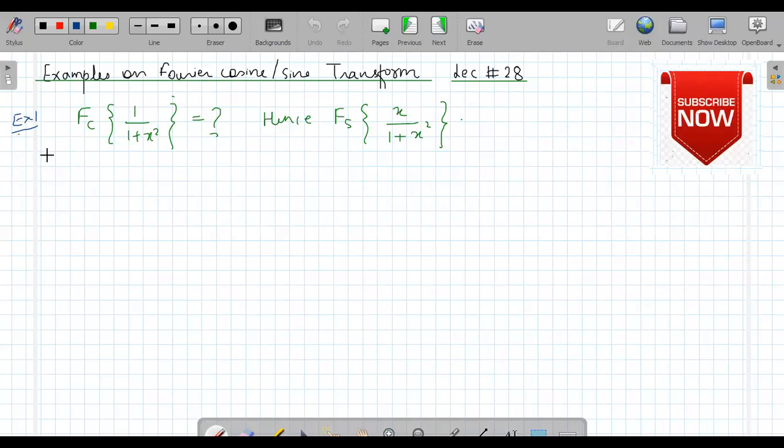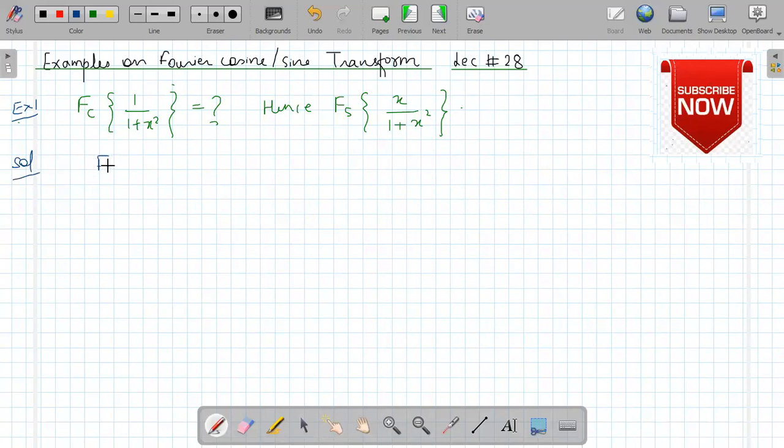So let's start. We are given a function 1 upon 1 plus x square whose Fourier cosine transform we have to find. And we also have to find the Fourier sine transform of the function x upon 1 plus x square. Since this part is given after this question, the solution of this question is obtained by the solution of this question. So we'll start.